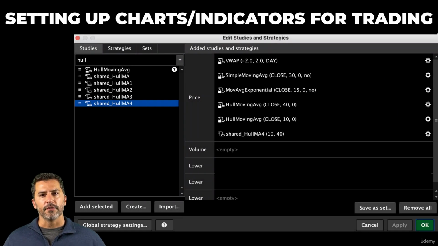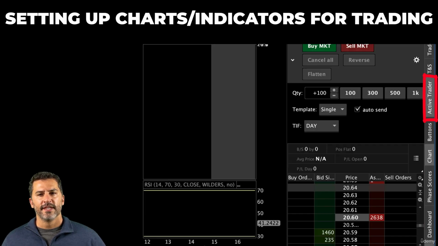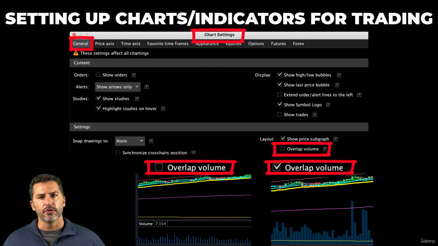Next is the Hull moving average. For our ASM University members, you get this file on our site, so this is automatically set up for you. Next is the RSI and MACD. Next is our active trading ladder. Next, we'll add volume to the chart or below it so we can see increase or decrease in volume, which affects the momentum.